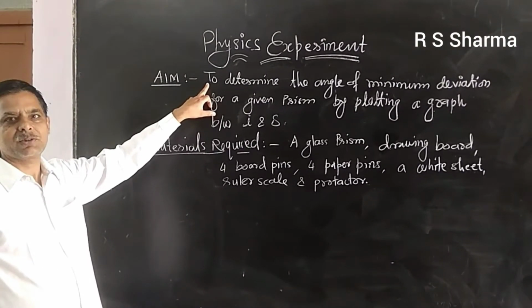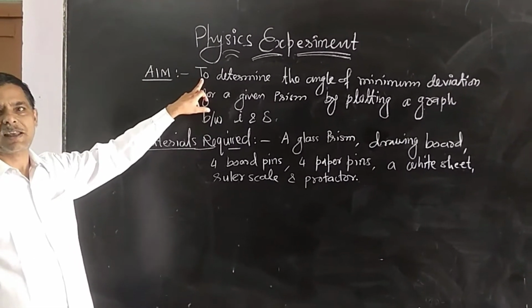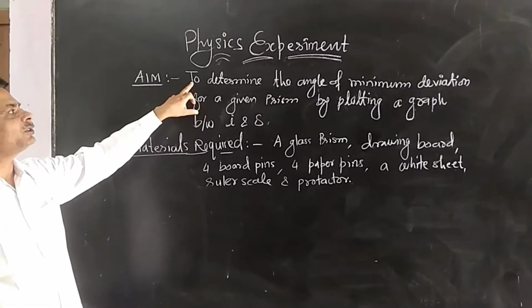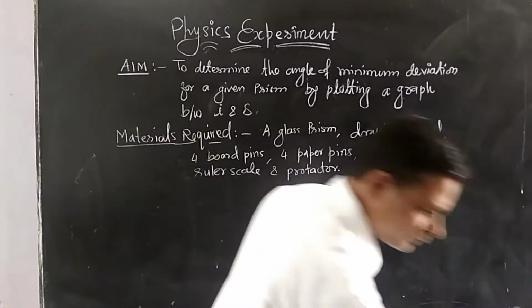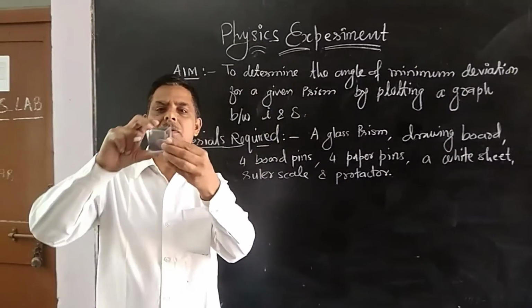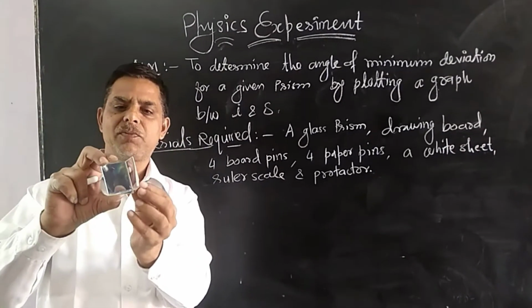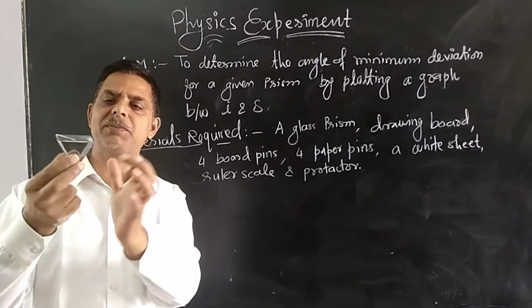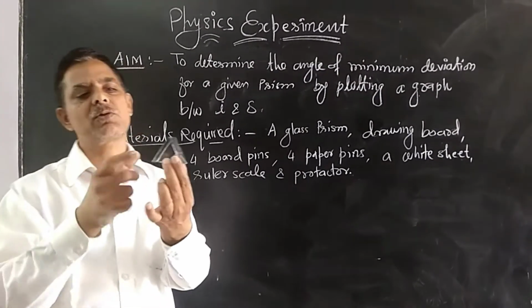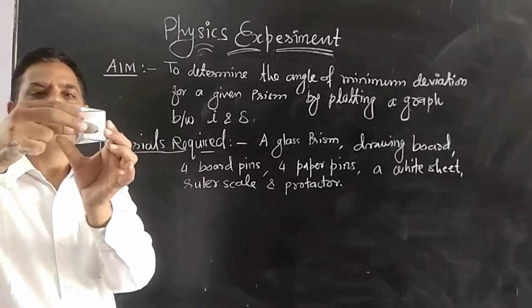Hello students, today we are going to discuss an experiment on a prism. You know what is a prism? A prism, this is a prism. It has 5 faces. 3 faces are rectangular in shape and 2 faces are triangular in shape.